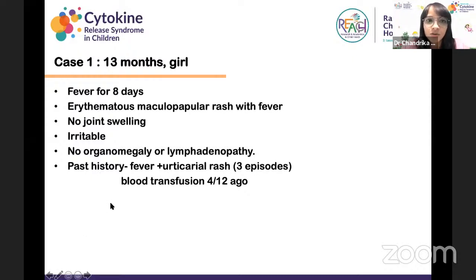So this is a 13-month-old girl who came to us with a history of fever of weeks duration. Along with the fever, she had a history of an erythematous maculopapular rash, which became more prominent during these fever spikes. She had no joint swelling, was otherwise very irritable, especially when she had fever. There was no organomegaly, no lymphadenopathy. But what was interesting was this girl had a very significant past history of recurrent fever with a similar urticarial-looking rash, and she had received blood transfusion 4 months prior to referral. Unfortunately, we had no documentation from the previous hospitals to say why she was transfused or what evaluation was done at that point in time.